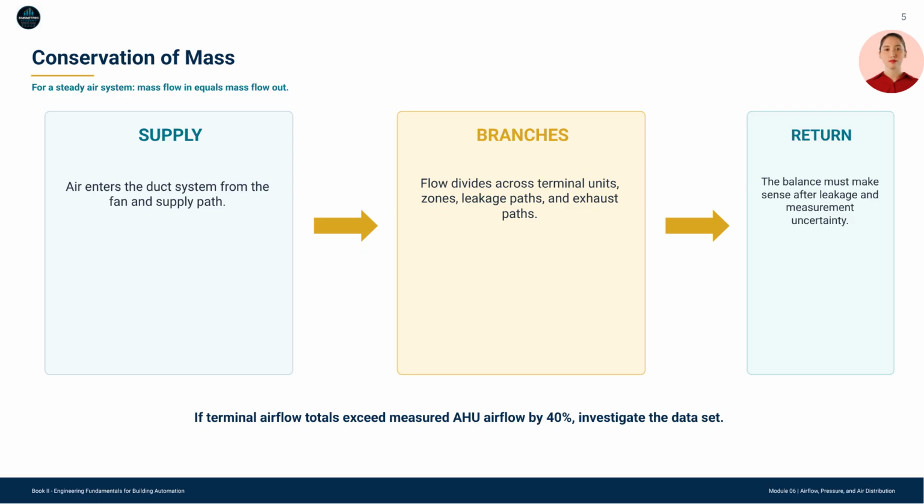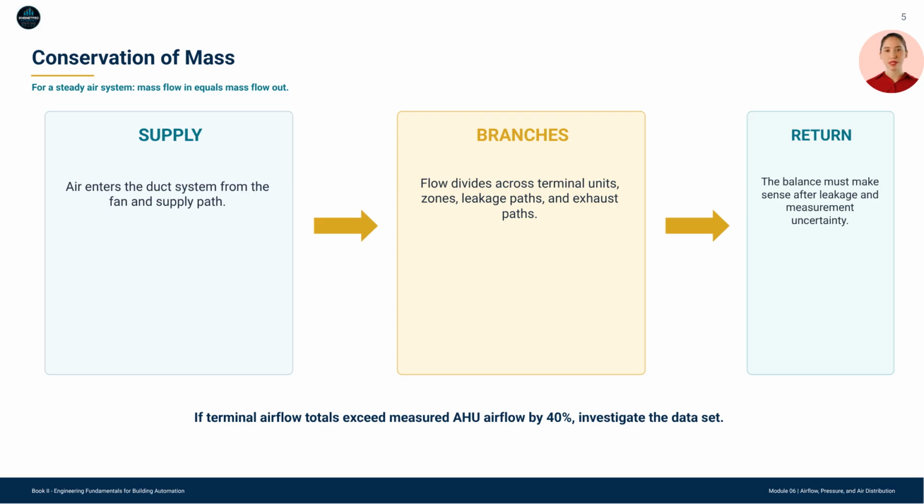Conservation of mass is one of the most useful reasonableness checks in air systems. Under steady conditions, the mass of air entering a system has to equal the mass of air leaving after we account for leakage, exhaust, outdoor air, relief air, and measurement uncertainty.